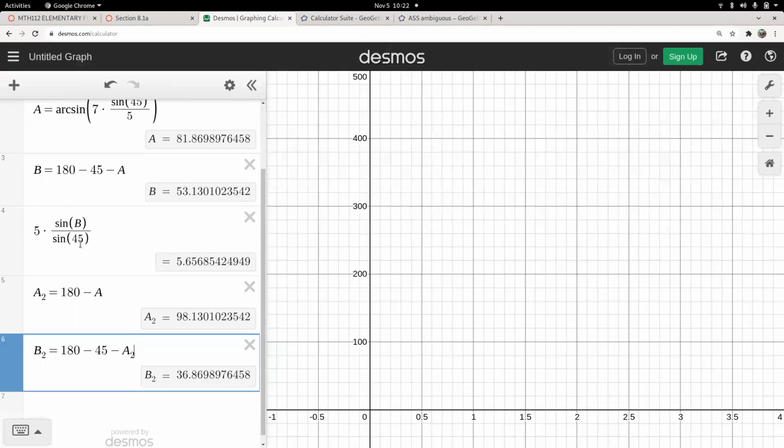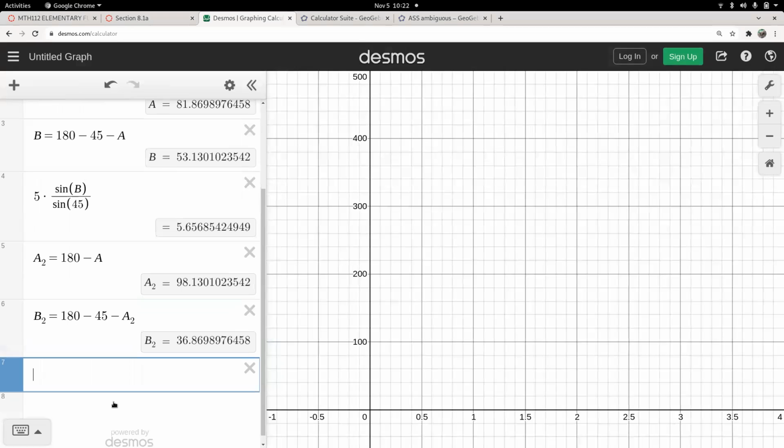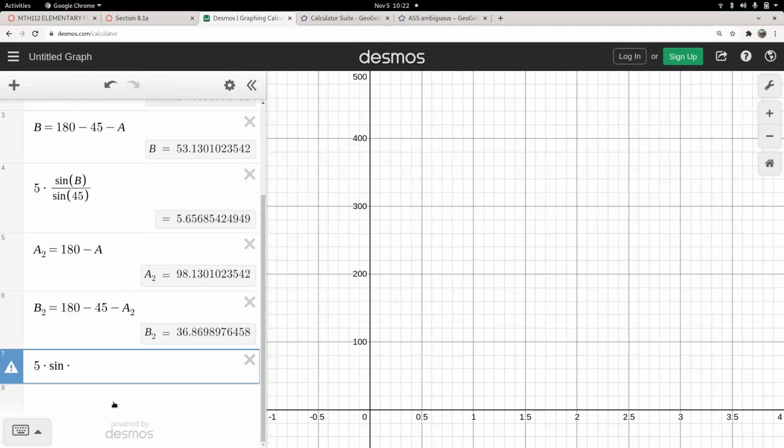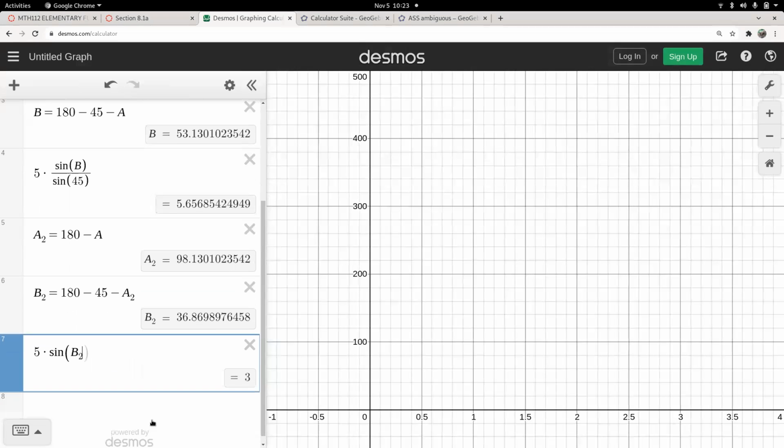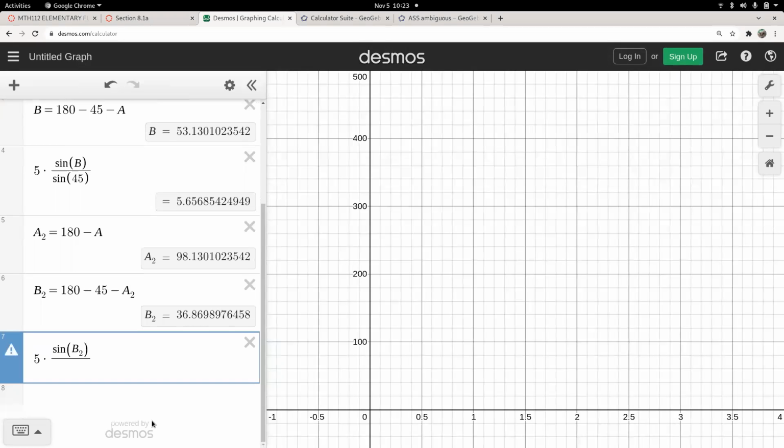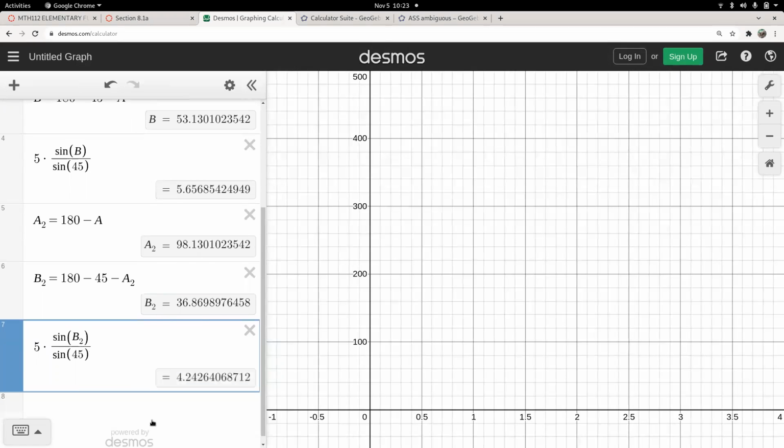And then the work here is similar. I just have a new angle to work with. So I can get that pretty quick here too. It's exactly the same work. It's just going to be 5 times the sine of whatever angle B is at this time, and that's my B2, divided by the sine of 45. Parentheses, please. And so I get that should be about 4.